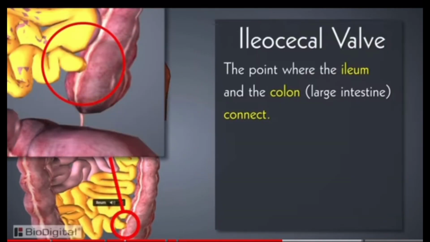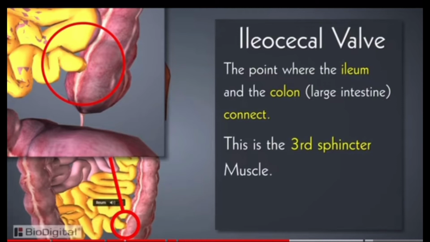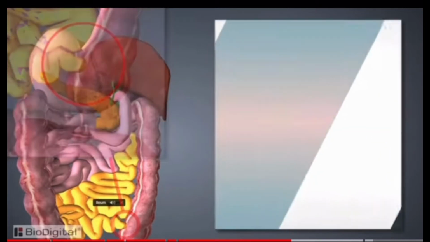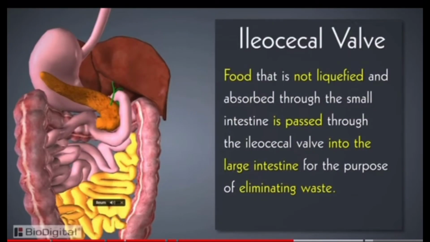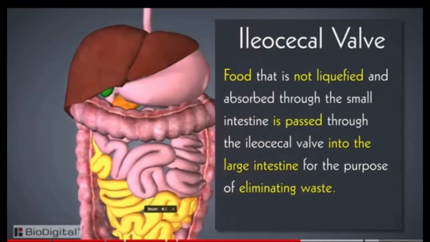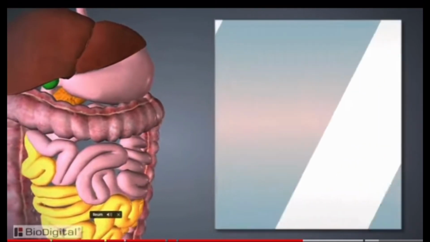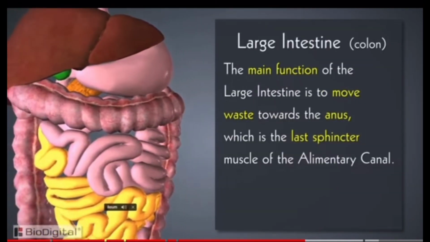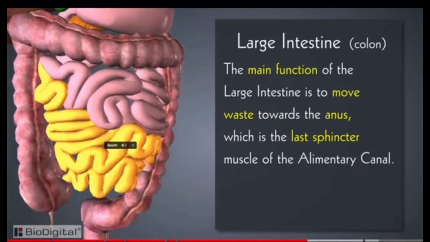The point where the ileum and the large intestine connect is called the ileocecal valve. This is the third sphincter muscle. Food that is not liquefied and absorbed through the small intestine is passed through the ileocecal valve into the large intestine for the purpose of eliminating waste. Now, the main function of the large intestine is to move waste towards the anus, which is the last sphincter muscle of the alimentary canal.